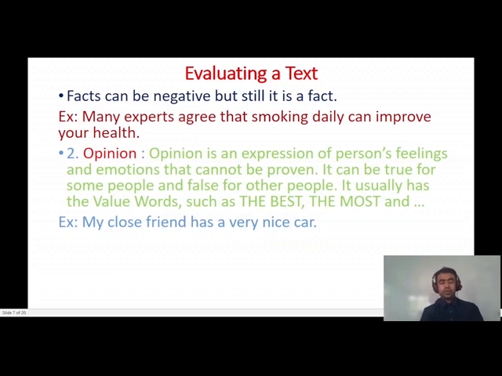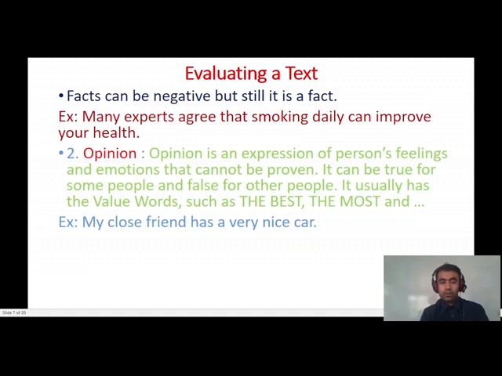The next thing which is very important for evaluating a text is opinion. So what is opinion? Opinion is an expression of someone's feelings and emotions that cannot be proven. You cannot prove someone's opinion. It can be true for some people and false for others. So something can be positive and something can be negative, depending on people's feelings and emotions.